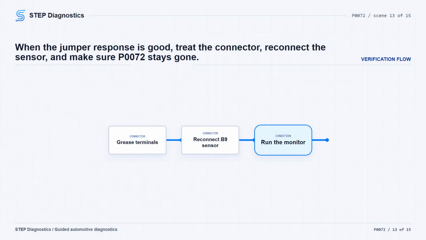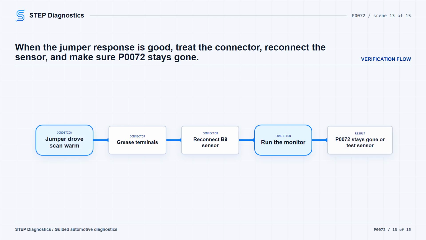If the jumper test makes the scan tool read warmer than 180 degrees Fahrenheit, 82 Celsius, treat the connector terminals with dielectric grease, then reconnect the B9 ambient air temperature sensor. Reproduce the operating conditions that run the monitor, and verify P0072 does not reset. If the code or symptom is still not corrected, continue with testing of the B9 ambient air temperature sensor. If the code stays gone, that part of the path is okay. Also remember that when the ECM no longer detects the malfunction, the code can become history.